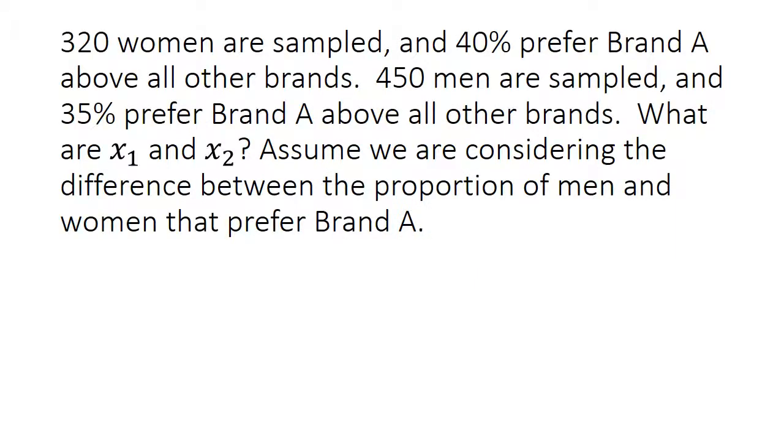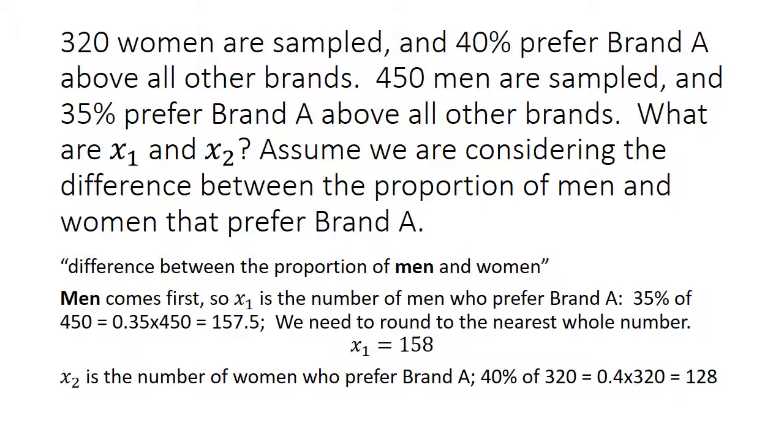Assume we are considering the difference between the proportion of men and women that prefer brand A. Men comes first. Men is group 1. X1 is the number of successes in group 1. X1 is the number of men who prefer brand A, because men is group 1. We are told 35% of men, 450 are sampled, let's say, 450 men are sampled and 35% prefer brand A.